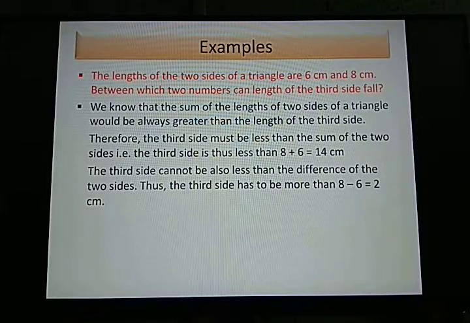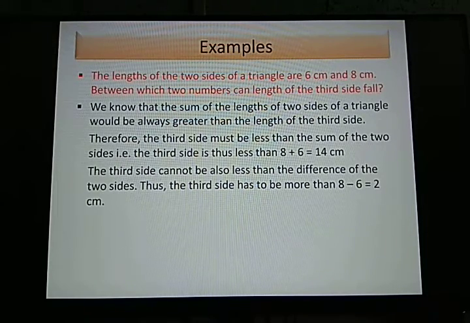Now the next thing we have learned just now, that if we take the difference of any two sides, then the third side cannot be less than that. The third side will be greater than that, in fact. So if we take the difference of the two sides, that is 8 centimeter and 6 centimeter, that is 2 centimeter. So the third side must be greater than 2 centimeter. It has to be, according to that condition.